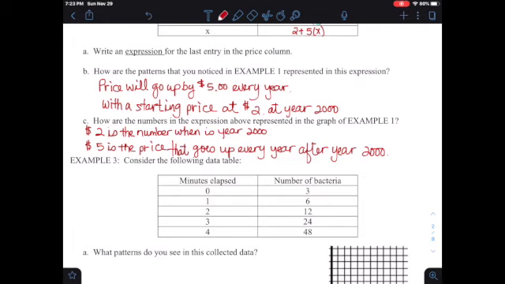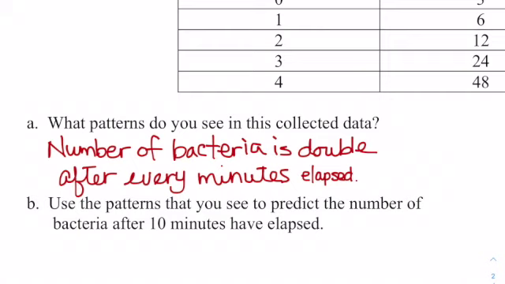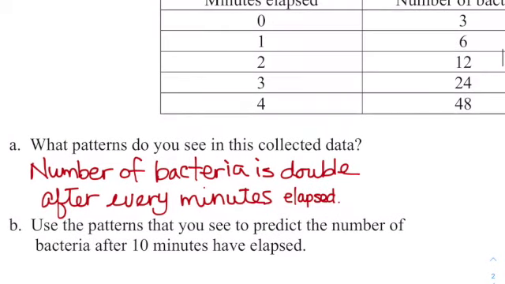Goes up every year after year 2000. Okay, and that's example number 2. Let's do the example. You should be able to tell me the pattern you see in this data. After every minute the bacteria double. So we're going to say the number of bacteria doubles after every minute elapsed. So that's A.